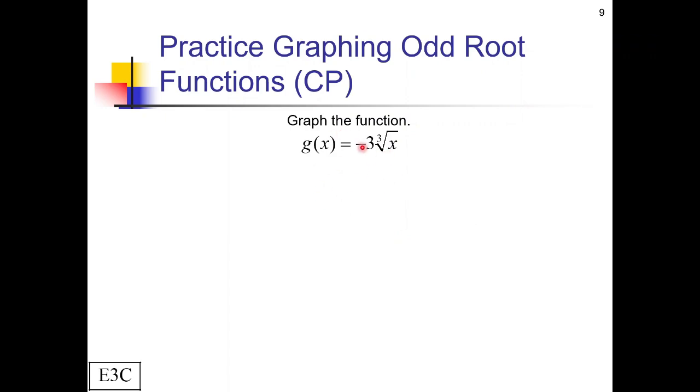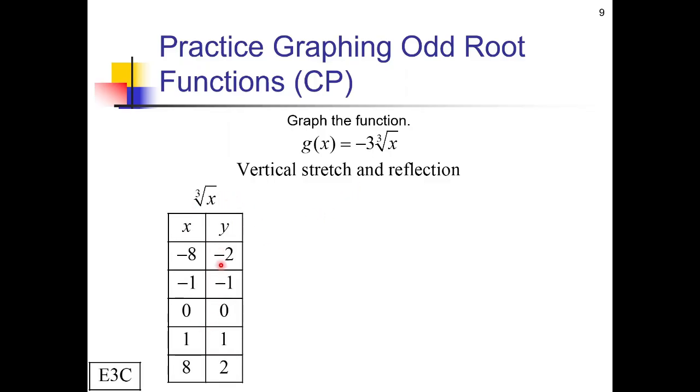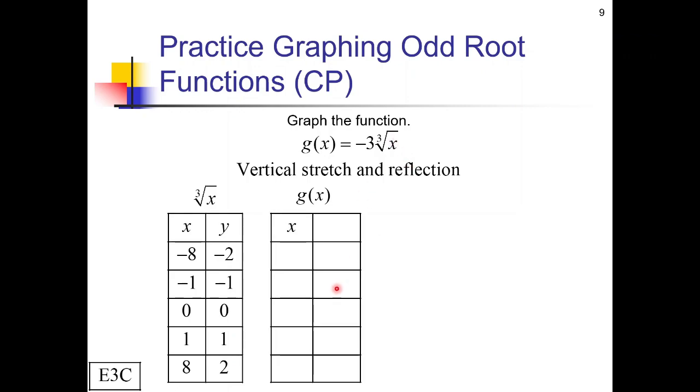All right, so this -3 outside the function is doing two things. The 3 itself is giving us a vertical stretch, and the negative piece is giving us a vertical reflection. So vertical reflection and a stretch. So here's my parent table again, same as last time, -8, -2, and all of our other friends that we're getting familiar with. Now for the g function, this time around, the x's are not changing at all, nothing happening horizontally, but for the y values, we're multiplying all those by -3.